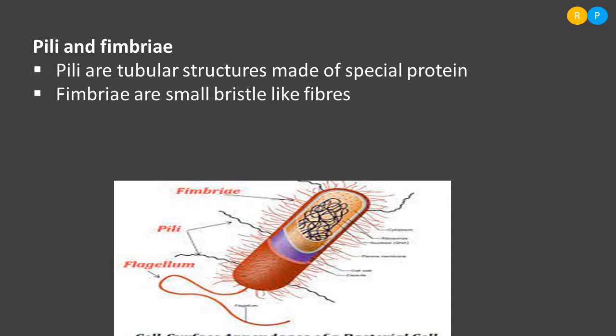Or if the bacteria are present in the water, this structure helps the bacteria to get attached to the rock surface or to any other surface of the substratum. Clear? So these are the basic functions performed by villi and fimbriae. Clear? Yes.